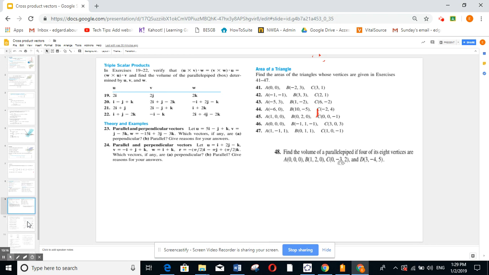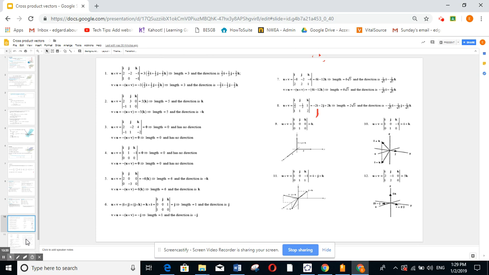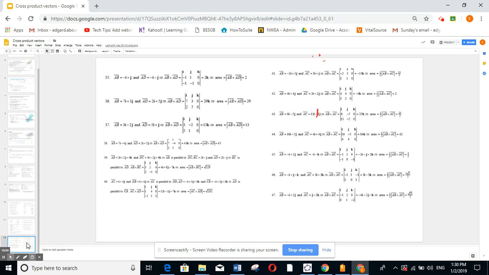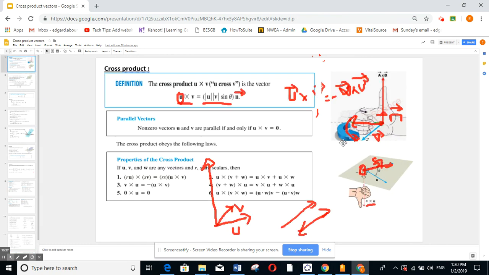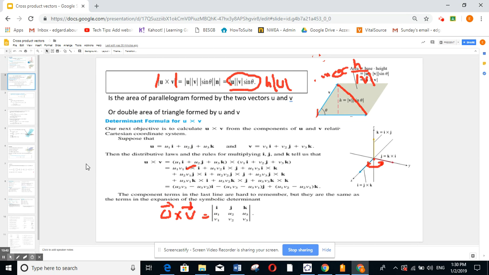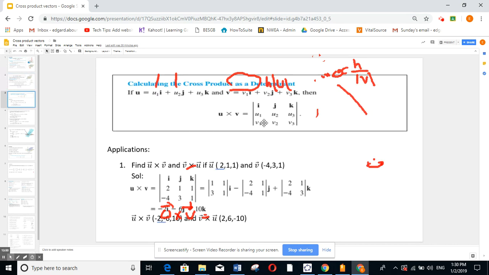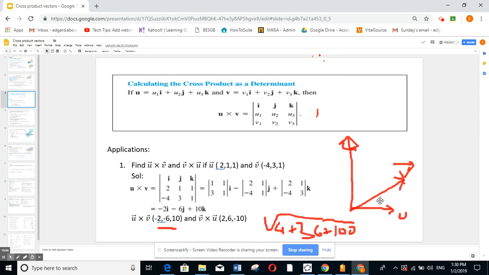Okay, more application problems. Here is the answer key for these application problems. So if I want to summarize what I gave you: U cross V, as we said, is a vector perpendicular to both vectors. It's norm U times norm V times sine of the angle in between times its unit vector n. If you want to find U cross V, it's nothing else than doing the determinant of these vectors, and you're going to get another vector. And the norm of that vector is nothing else than the area of the parallelogram formed by the vectors U and V.